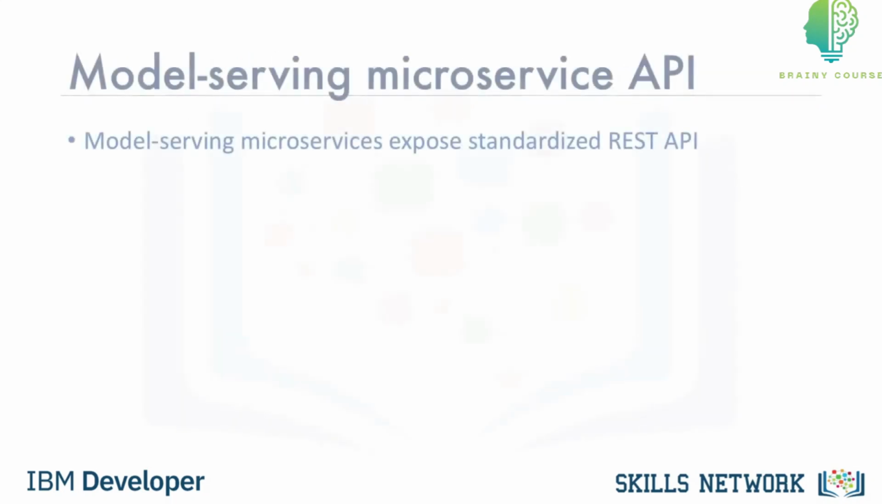The model-serving microservices expose a REST API that developers can use to incorporate deep learning into their applications and services. Because REST APIs can be consumed using any programming language, you can easily integrate these services into your existing ecosystem. The API exposes a prediction endpoint and one or more metadata endpoints.